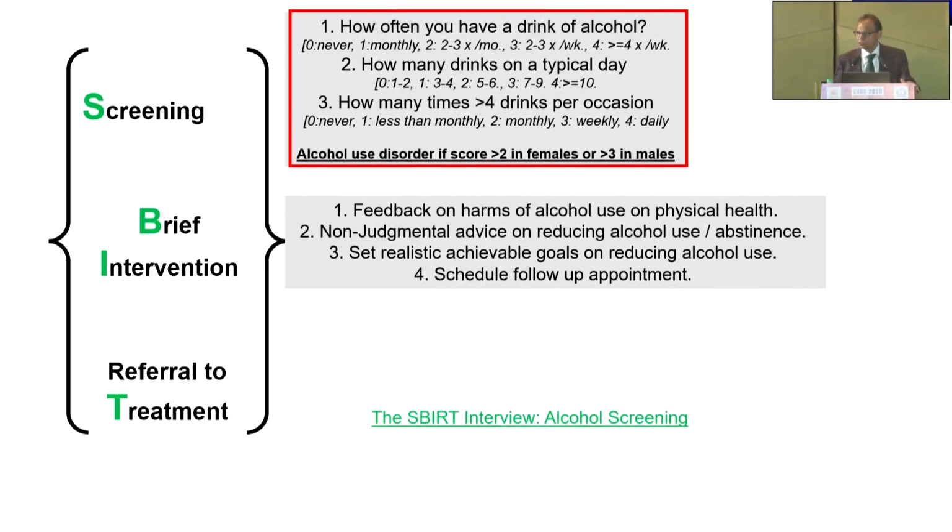Let me focus on the first part, which is the brief AUDIT-C score, which is 3 questions. The first question is, how often do you drink alcohol? And if the answer is never, you stop there. But if there is some bit of alcohol going on, the next question comes: how many drinks on a typical day? Again, it is self-reported by the patient and scored from 0 to 4. And then the third question: how many times do you have 4 or more drinks per occasion? That also is scored from 0 to 4. From a total score of 12, anything 2 or higher in a female, 3 or higher in a male is suspected of at-risk alcohol use. And that is the population.